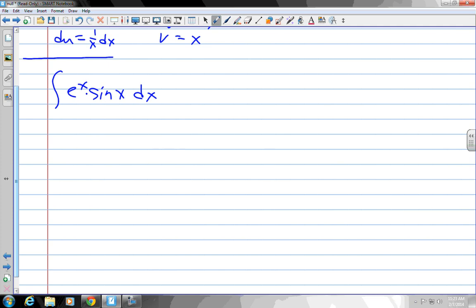Two functions are completely unrelated to each other. One is exponential, one is trigonometric. What should our u be? Either one, right? It's LIATE, whatever. So e to the x is as good as anything else. So let u equal e to the x. Then dv equals sine x dx, whatever's left.